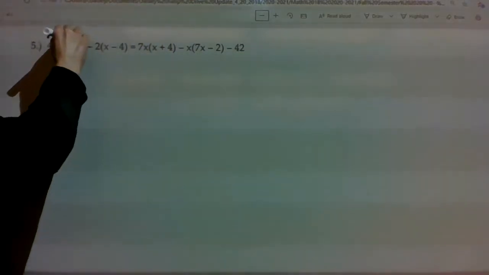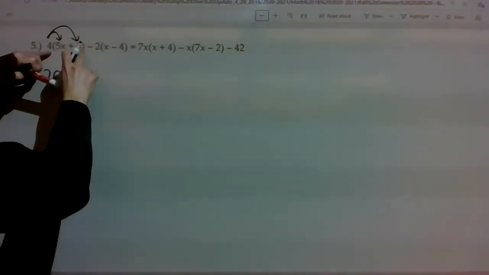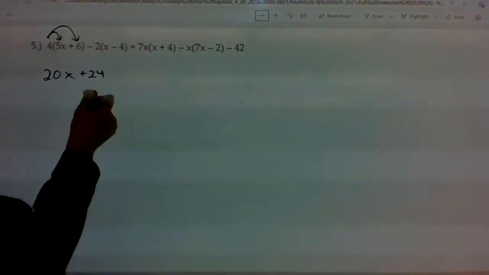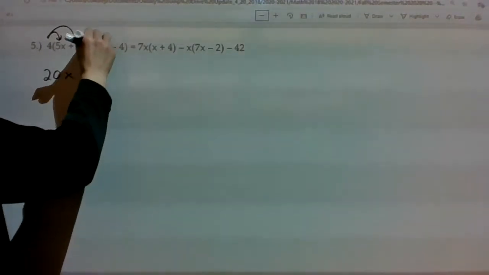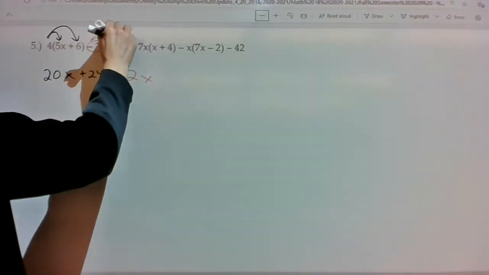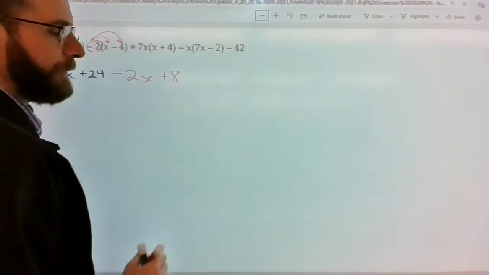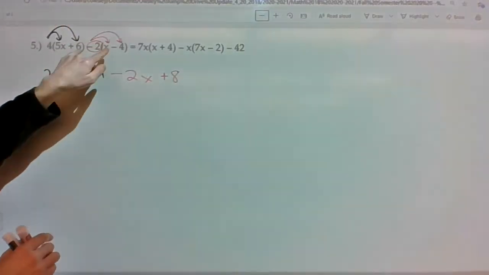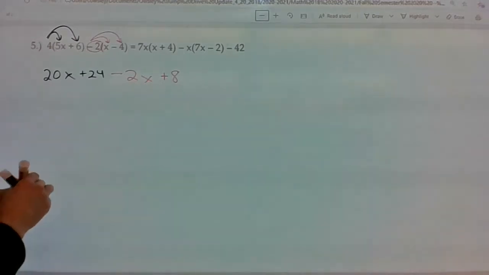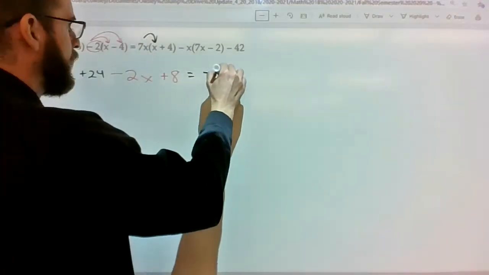Take 4 times 5x, 4 times 6. You get 20x plus 24. Take negative 2 times x, you get negative 2x. Negative 2 times negative 4, make sure that's a positive 8. Big mistake alert is to make that negative. It's positive. On the right-hand side, you've got 7x times x, which is 7x squared.